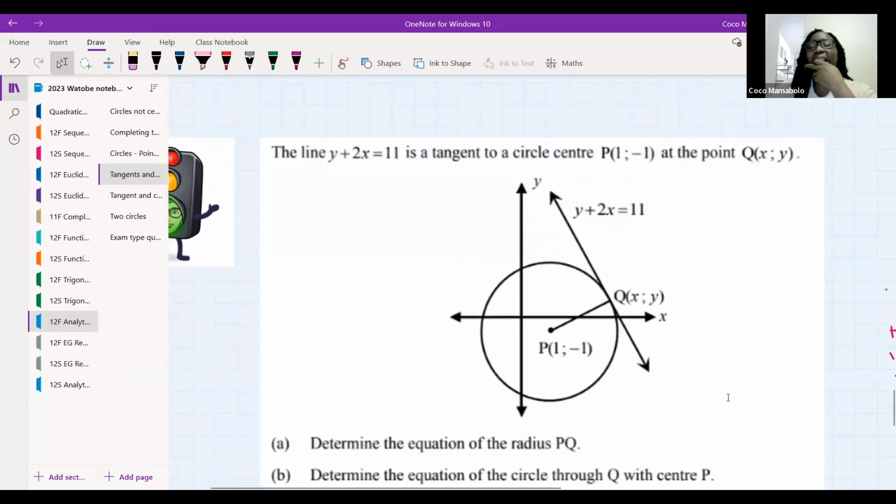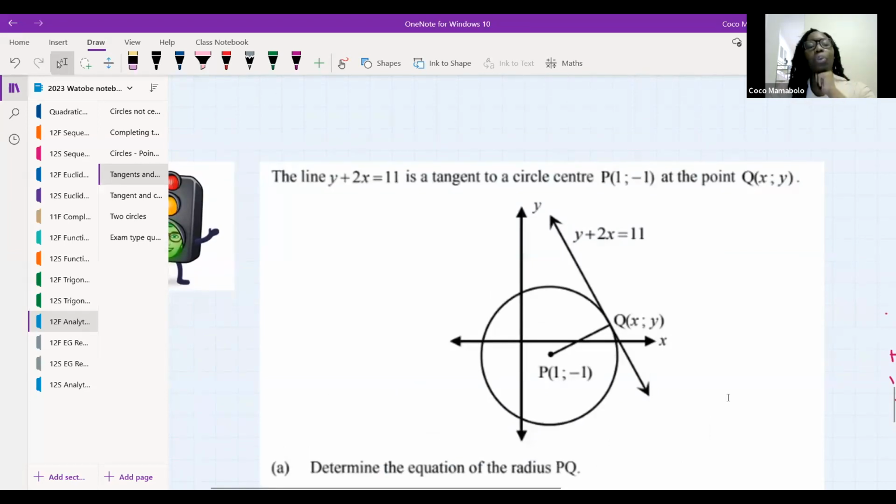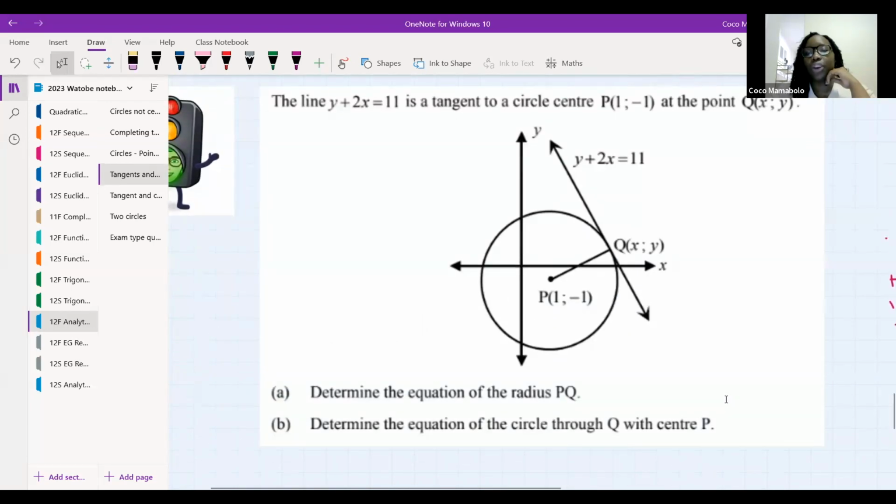Now it says, the line y plus 2x is equal to 11 is a tangent to a circle with center P at (1, -1) at the point Q. They ask you to first find the radius PQ. How are we going to find the radius, guys? Let's think about this. What formula do we know when we look at circles and tangents? Anybody can raise their hand and let us know.